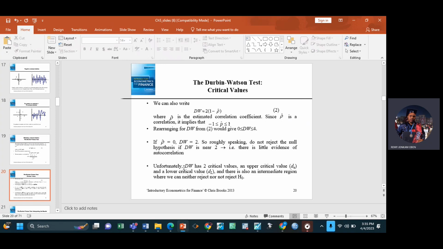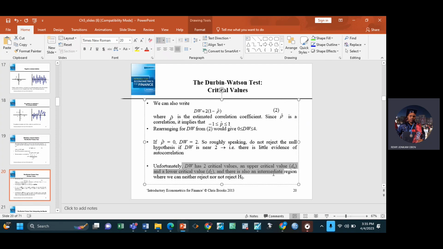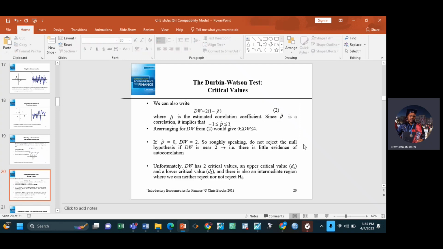Look at something. Durbin-Watson has 2 critical values, an upper critical value and a lower critical value. And there is an intermediate region where we cannot reject. So we have a zone of indecision. I'm going to explain to you what that means. Okay.